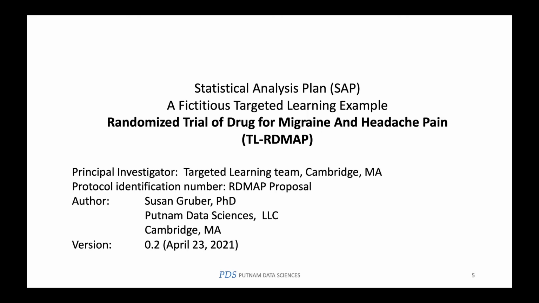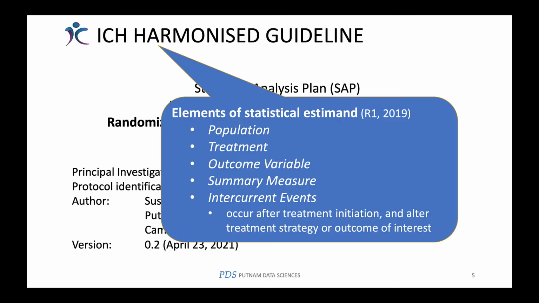We're going to ground today's talk in a fictitious example of a randomized trial for a drug to treat migraine and headache pain. And we'll go over the 5 elements of a statistical estimand laid out in the ICH guideline: the population, treatment, outcome variable, summary measure, and intercurrent events. And recall that these are events that occur after treatment initiation and alter the treatment strategy or the outcome of interest.